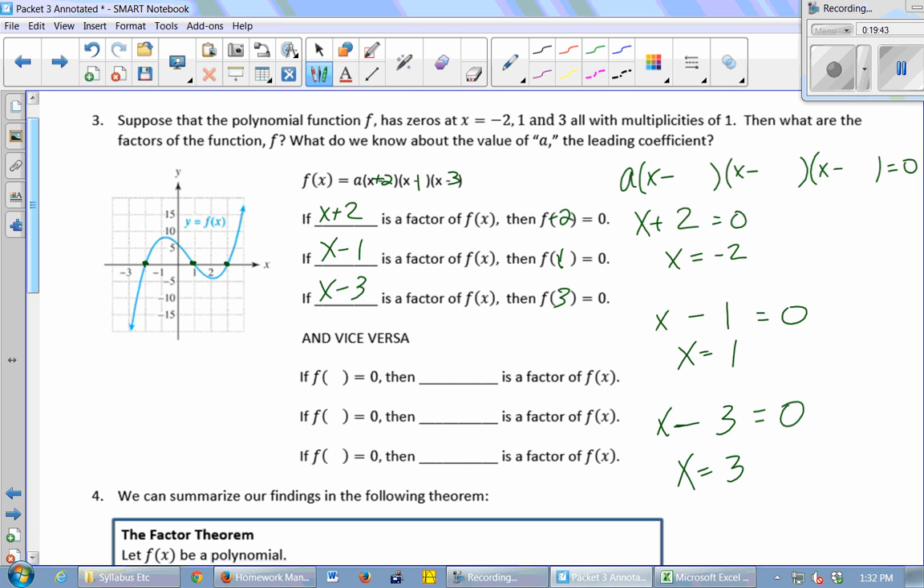And vice versa. If f of -2 is 0, then you know that x plus 2 has to be a factor. And if f of 1 is 0, then x minus 1 is a factor. If f of 3 is 0, then x minus 3 is a factor.